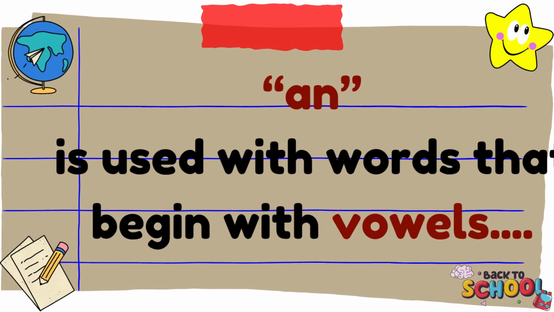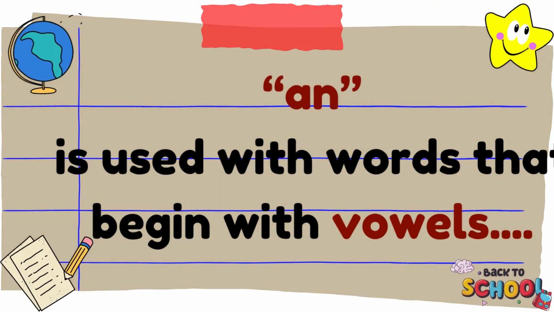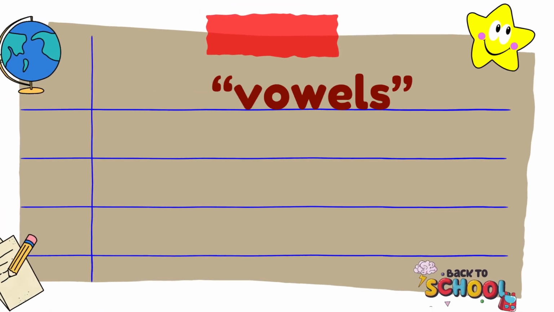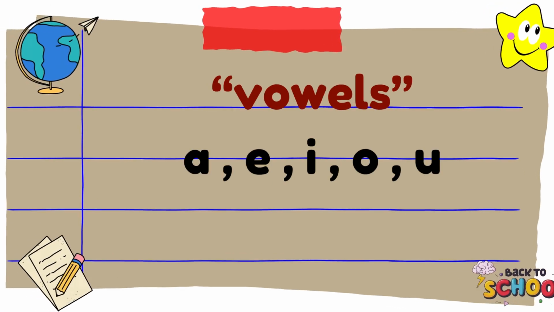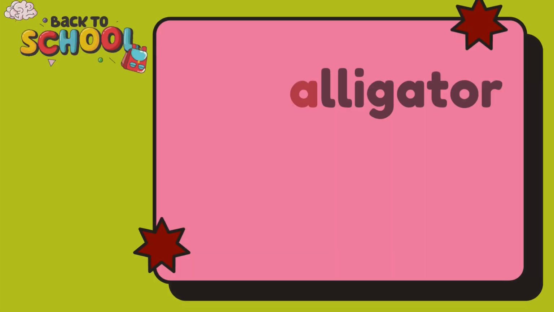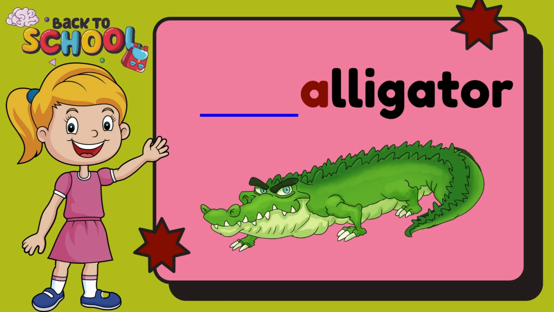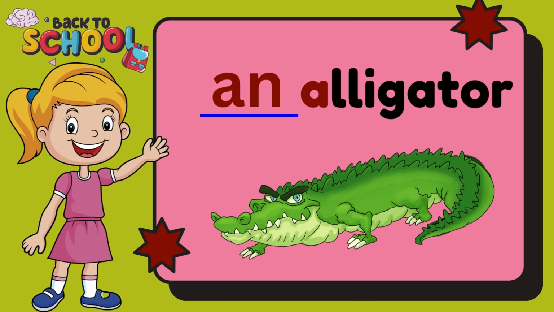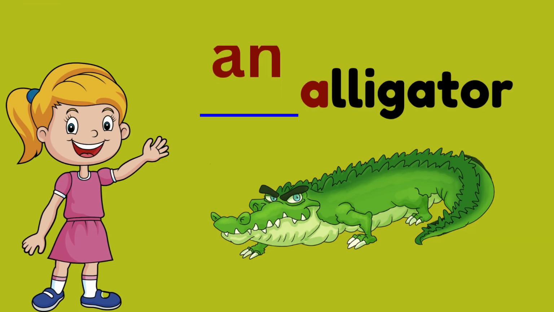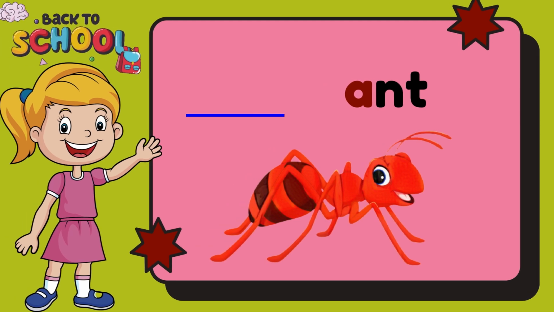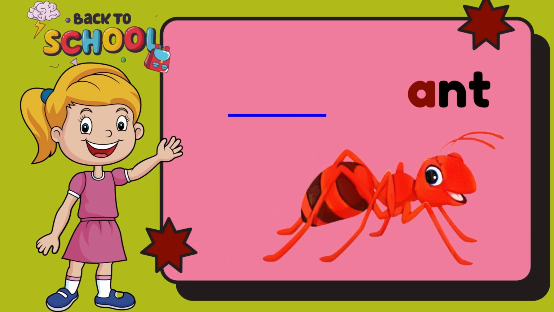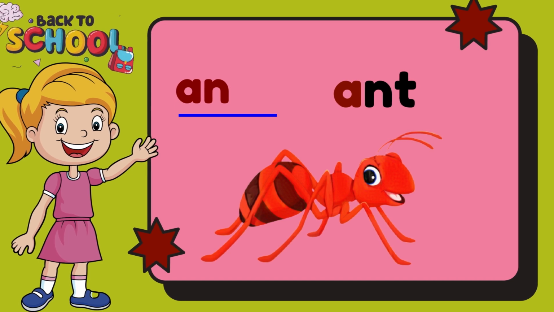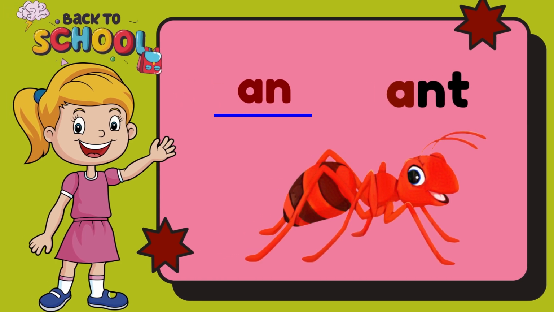An is used with words that begin with vowels. Vowels are A, E, I, O, U. The word alligator starts with a vowel, so we say an alligator. The word ant starts with a vowel, so we say an ant.